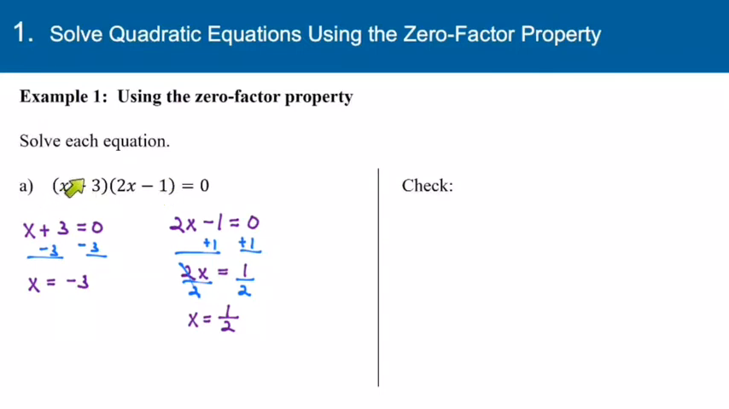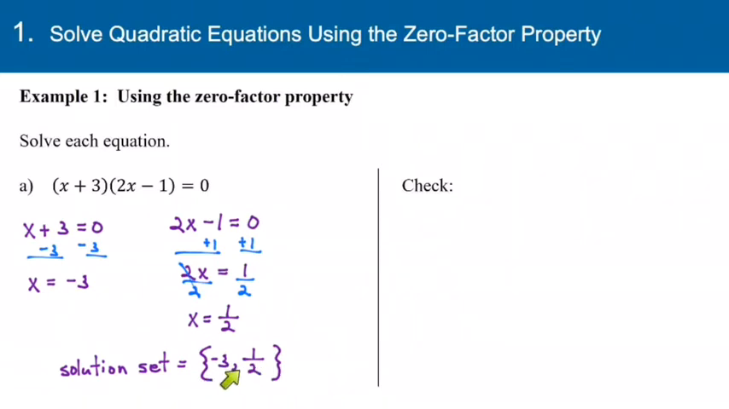Because it makes this factor equal 0, and x equals 1/2 makes this equation true because it makes this factor equal 0. So both of these numbers are part of our solution set. So we would say that the solution to this equation is -3, 1/2. Now, notice that the order does not matter here.